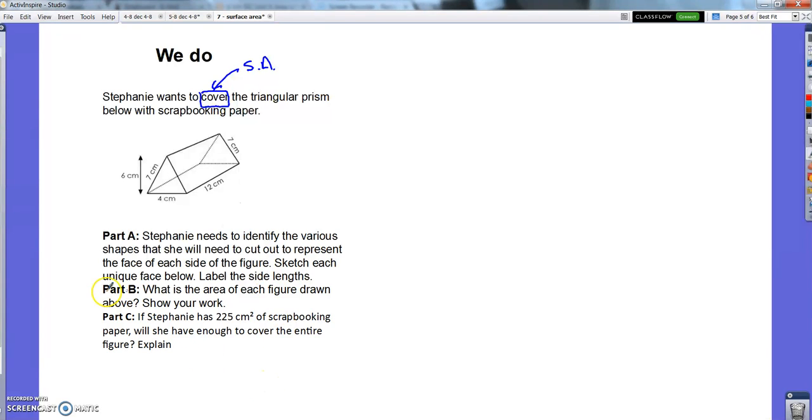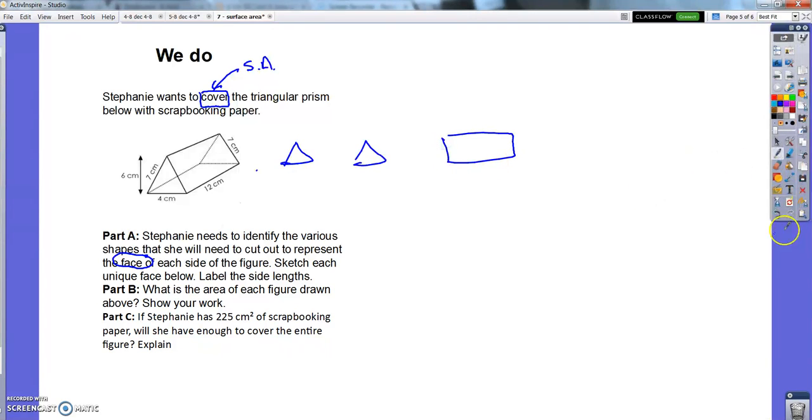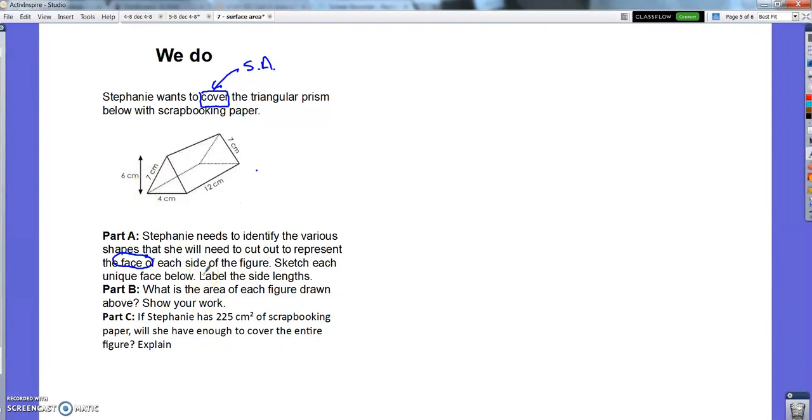All right, so sketch each unique face below. That's kind of like each face. You can draw the net, or, the way this is worded, you could just draw the 5 sides separately. You know, front, back, bottom, stuff like that. I usually like to draw the net, but if it's easier for you to keep track of it if you draw them separately, that works too. So go ahead and pause. Either draw your faces or draw your nets and label all the sides.